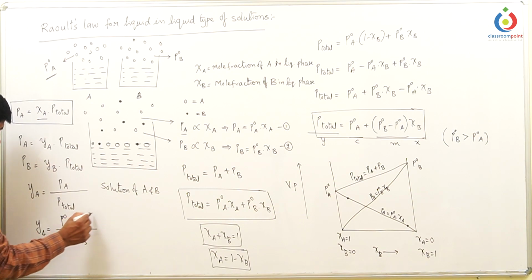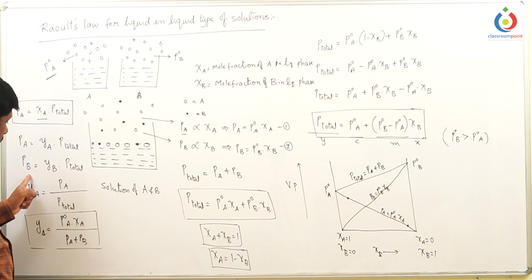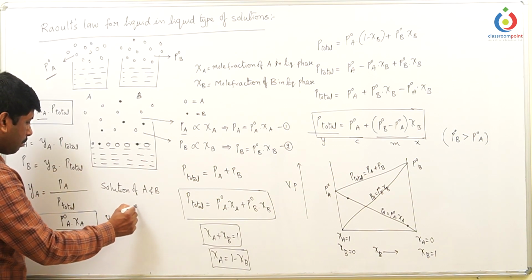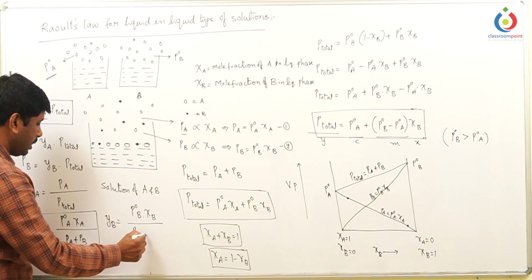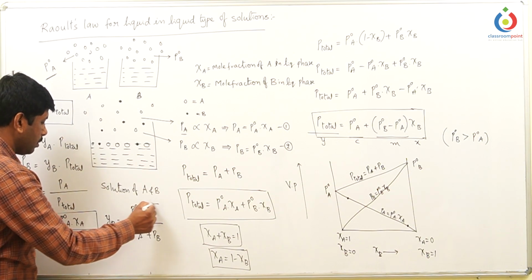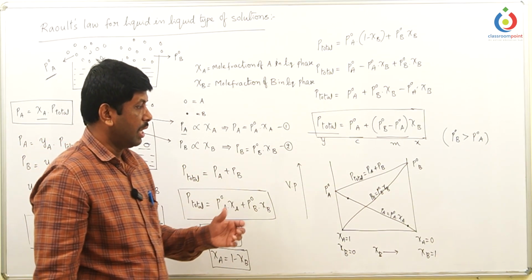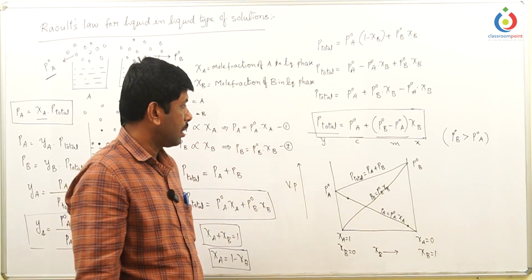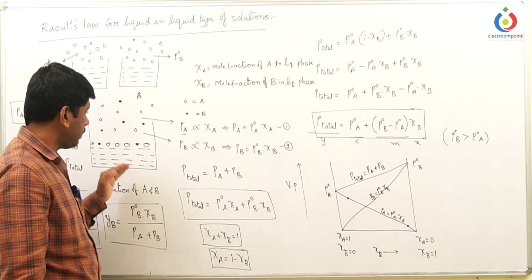This is the mole fraction of A in the vapor phase, and the mole fraction of B in the vapor phase equals P naught B XB divided by PA plus PB. So like this we can calculate the partial pressures of various compositions of the liquids in the solution state when they are mixed.